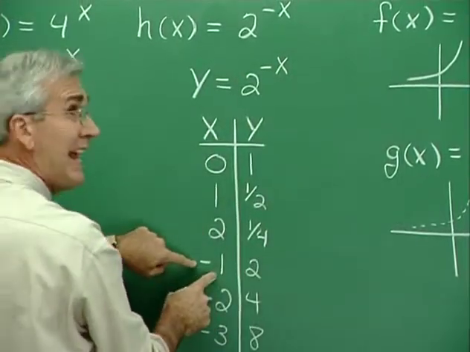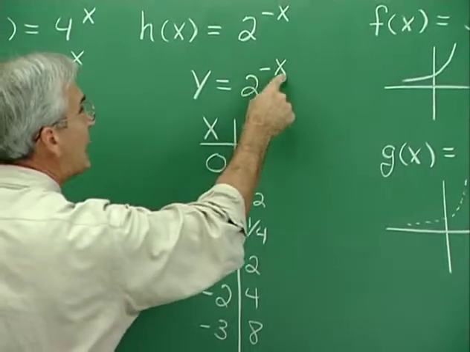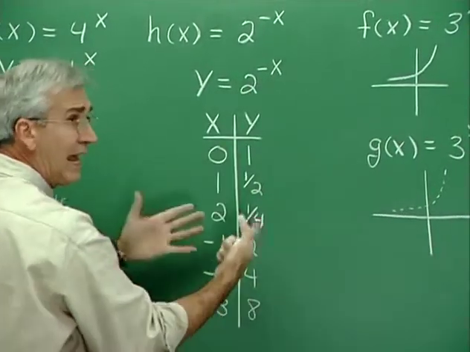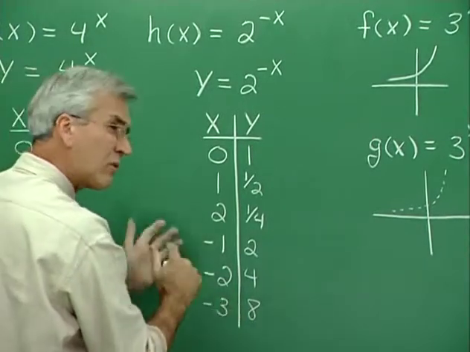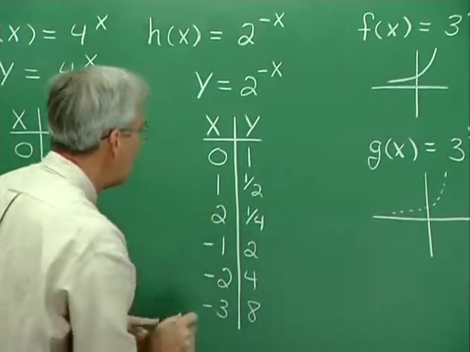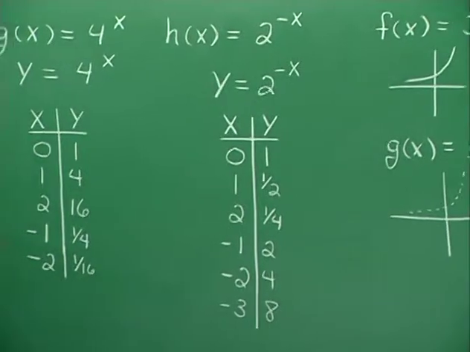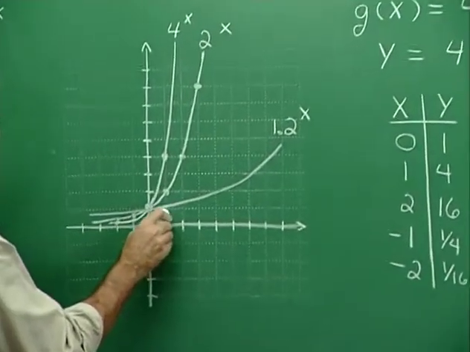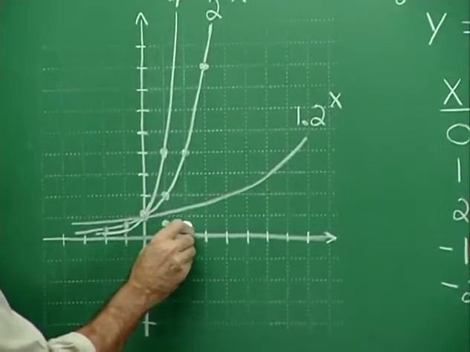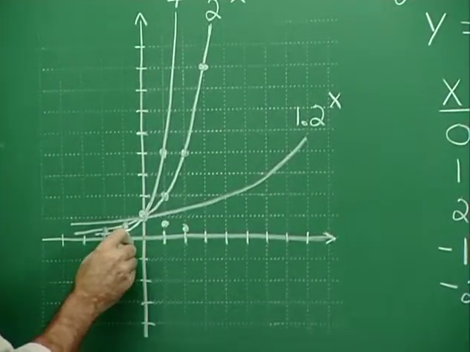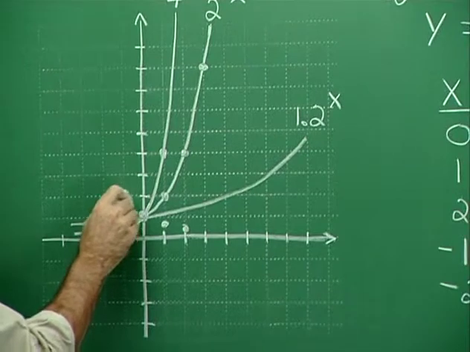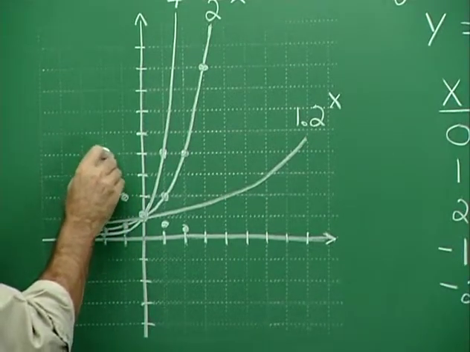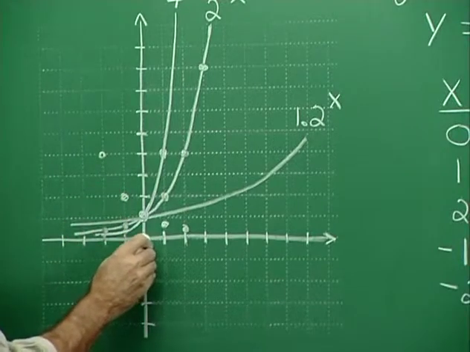If x is negative 1, 0 minus negative 1, that's 1. So 2 to the 1 power is 2, and so on. These are vaguely familiar coordinates here. Let's plot those points. 0 goes to 1. Then 1 goes to 1/2. 2 goes to 1/4. Negative 1 goes to 2. Negative 2 goes to 4. Negative 3 goes to 8.